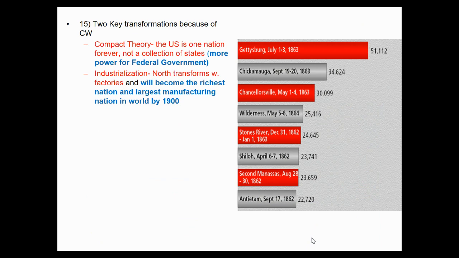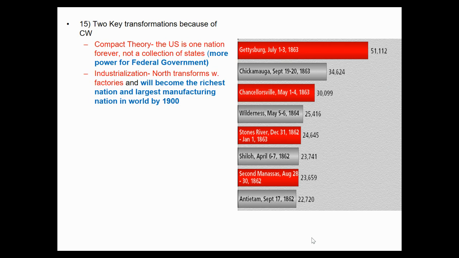So, two key transformations occur because of the Civil War. How does it change the nature of this country? Well, number one is this: there's a contract theory and a compact theory of how the states are going to be together. Contract theory says we've written into a contract, and if you break the contract, we can leave. And that's what the South said. Our contract said we could have slavery. You're breaking slavery. We're going to leave.